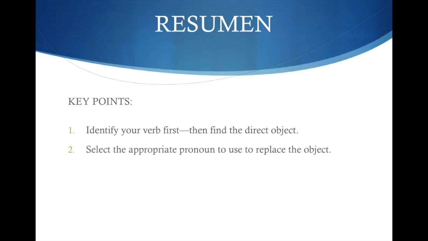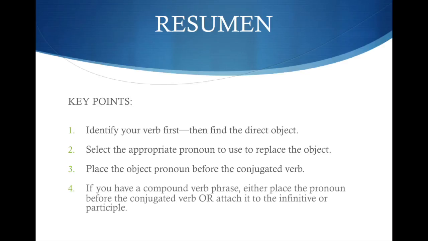Number 2, once you've found the direct object, select the appropriate pronoun to use to replace the object. Remember, you have to agree in number and gender. Number 3, place the object pronoun before the conjugated verb. This goes back to number 1. You have to know where your verb is in order to be able to know where to place the pronoun. And number 4, if you have a compound verb phrase, either place the pronoun before the conjugated verb, or your other option is to attach it to the infinitive or participle.